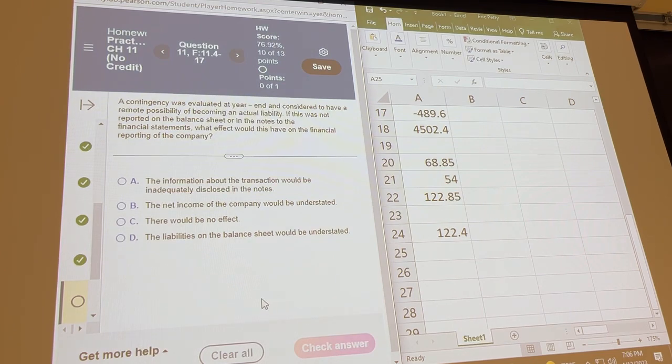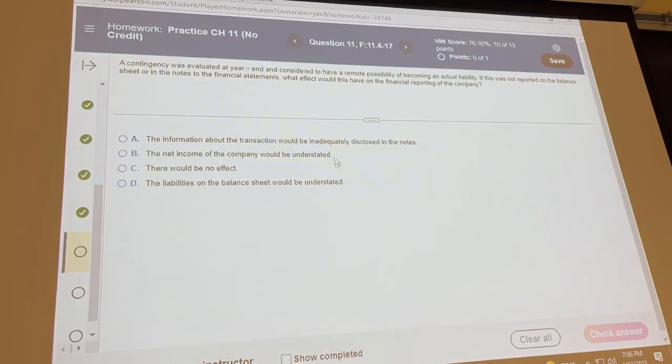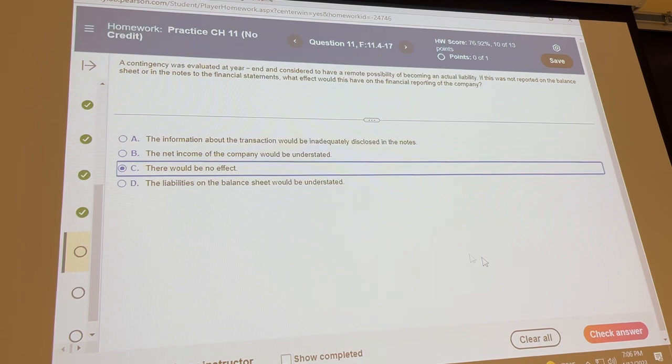Okay, a contingency was evaluated at year end and considered to have a remote possibility of becoming an actual liability. If this was not reported on the balance sheet or in the notes to the financial statements, what effect would this have on the financial reporting of the company? Same. Yes, there would be no effect because you did not have to disclose it. Good.